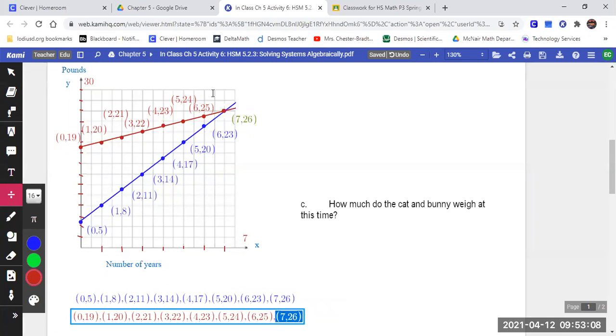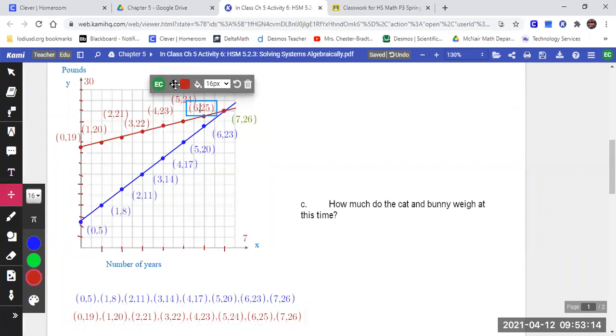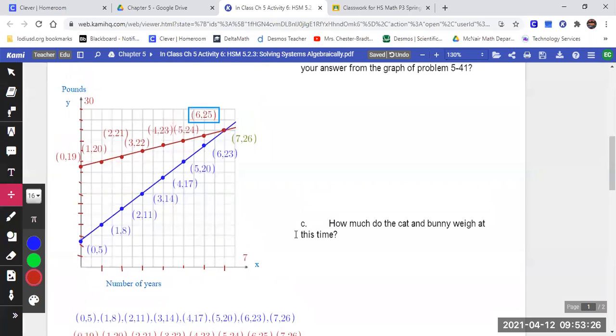Okay. Any questions about how that worked? That should seem familiar because we've done graphing a bit.